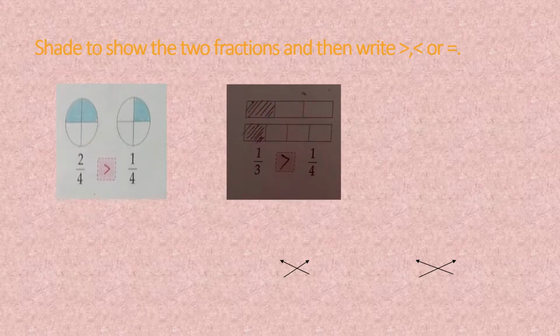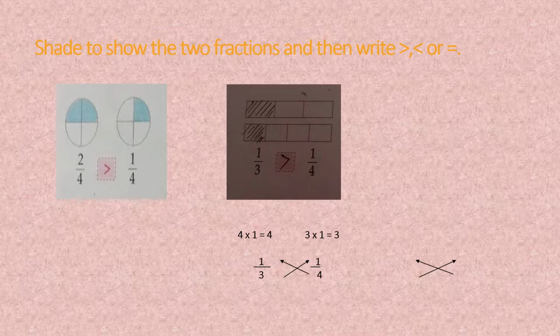Second question, you see. First you shade the picture 1/3. Out of 3, you have to color 1, and out of 4 you have to color 1. By seeing the picture you can say 1/3 is greater than 1/4. But without the picture, how are you going to identify, children? You will do the cross multiplication.